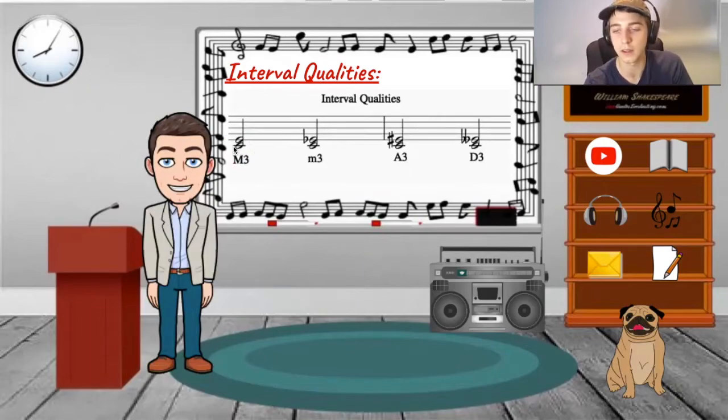We have C and E, that would be a major third; C and E flat, minor third; C and E sharp, augmented third; and C and E double flat, diminished third.